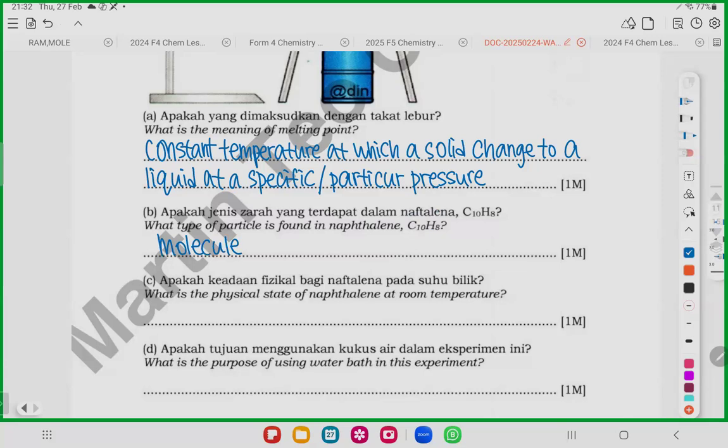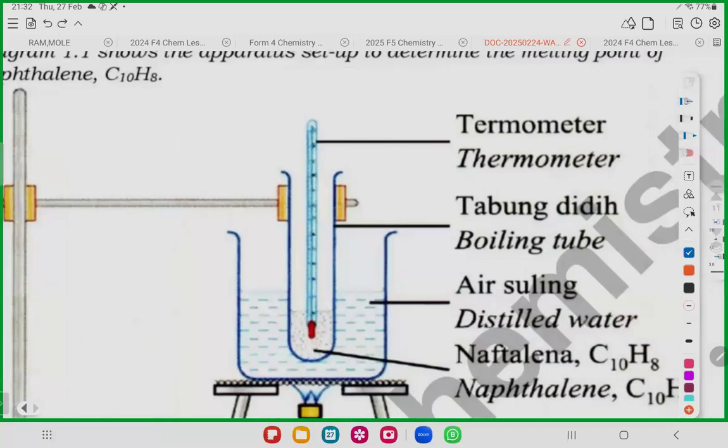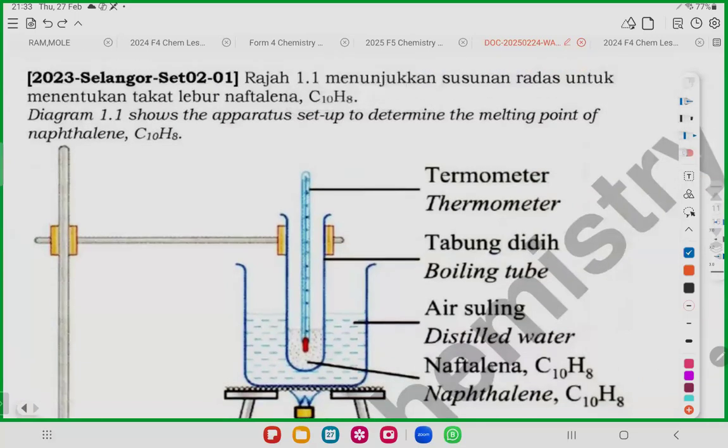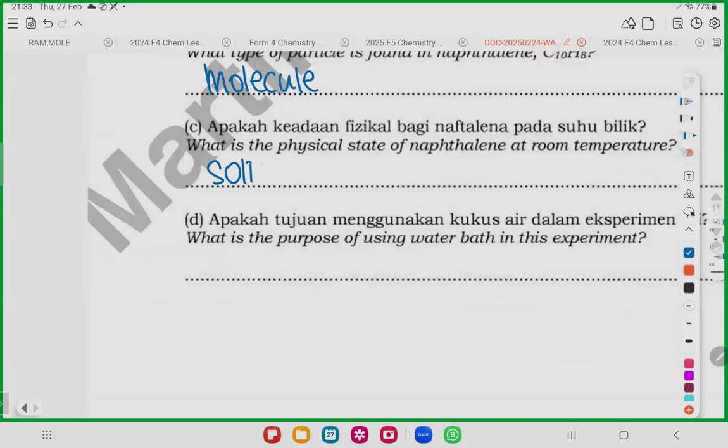What is the physical state of naphthalene at room temperature? There are two ways to do this question. The first one, if you look at this picture, do you see a dotted line? If you see a dotted line, it is a liquid. When you don't see a dotted line, it is a solid. Second, they want you to find the melting point of naphthalene, so they want to melt the naphthalene. Initially, before the melting, at room temperature, what is the naphthalene? Solid, am I right? You have a solid, you want to melt it, right? So I know already, naphthalene is a solid at room temperature.